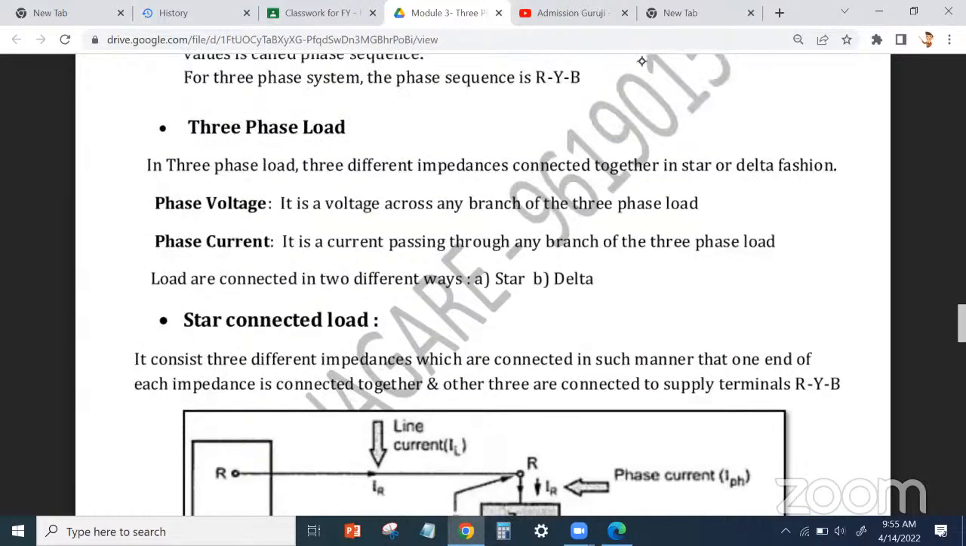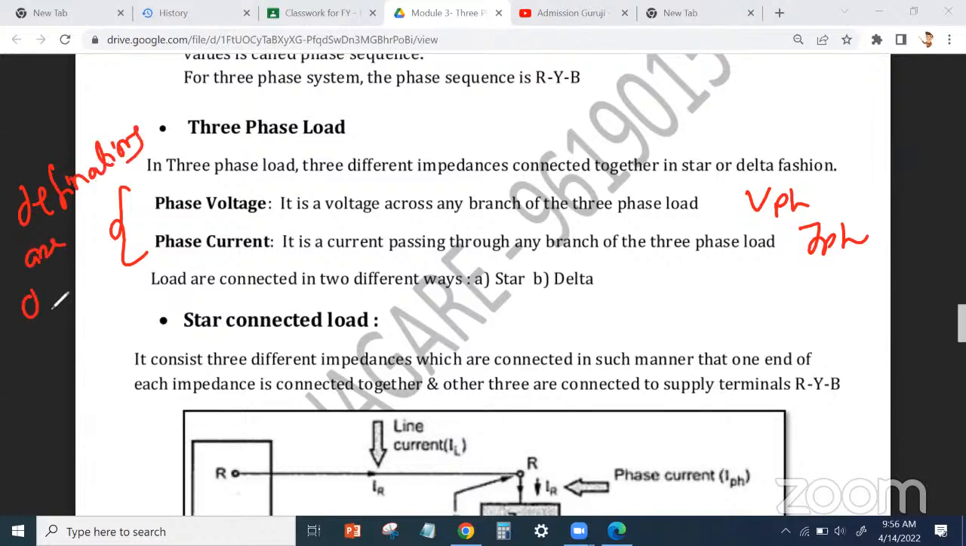What is the phase voltage and phase current? These two definitions are important. The exam can ask you to define the phase voltage and phase current, so you have to write VPH and IPH like this. Let's go through it. Once you're done, just write the definitions. If you have any doubt, you can ask me, else write the definition in the chat box. You'll see star and delta in the next lecture.